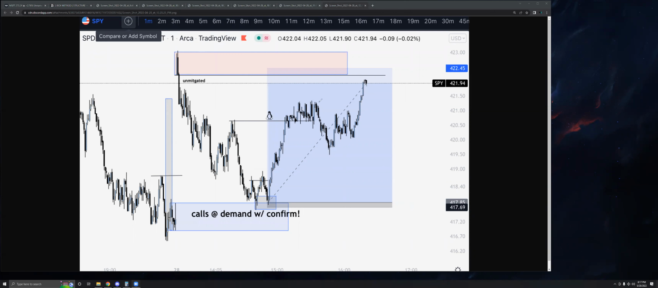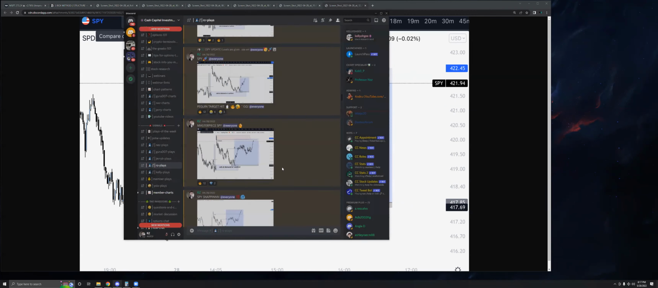And now we saw the run up, the pullback. Look at this, there was an imbalance in here too. The run up, pullback, there are the demand zones here, and then we saw the run up. And this is just on a 1 minute chart. You can see that structure is structure, and it works on any time frame. Nothing changes. So let's look at the updates.